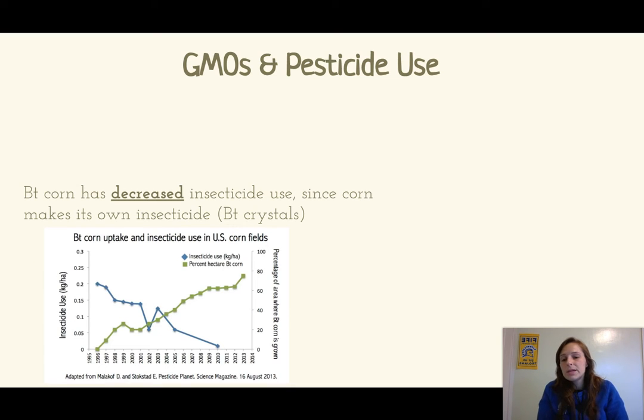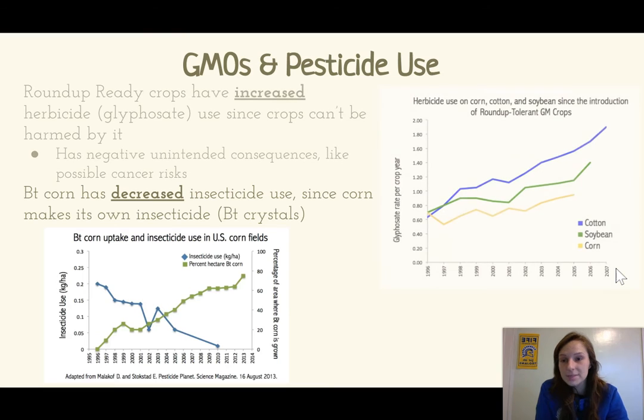So in the case of BT corn, we have actually seen that decreased insecticide use has resulted from using this genetically modified crop. Since the corn makes its own insecticide, we don't have to go and spray it down to protect it from the pest. So if you look over time at this graph, as we have more BT corn, we've actually greatly decreased the amount of insecticide that we have had to spray on these crops.